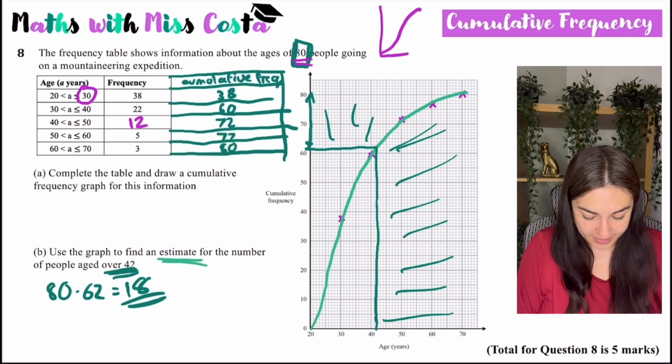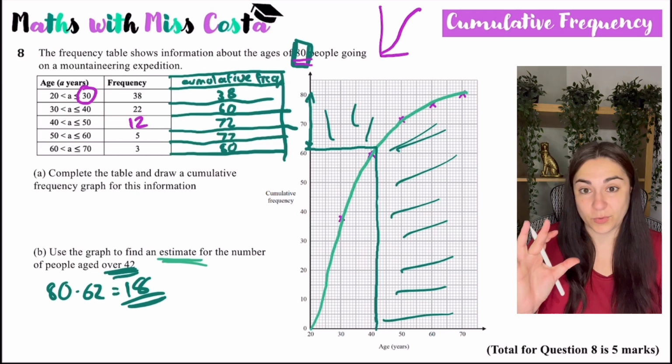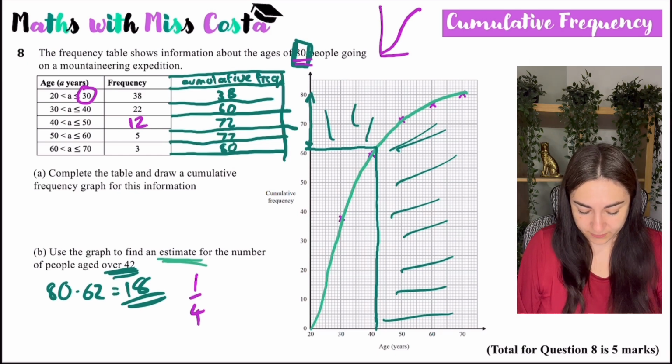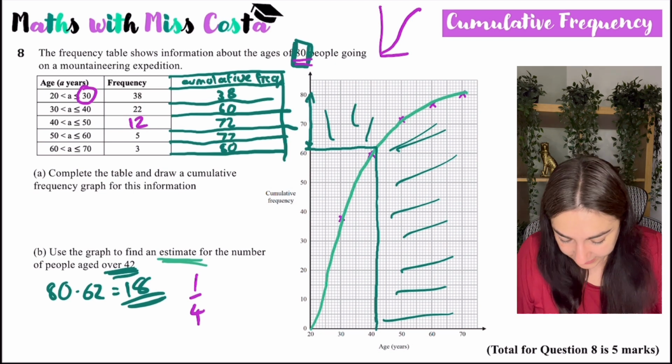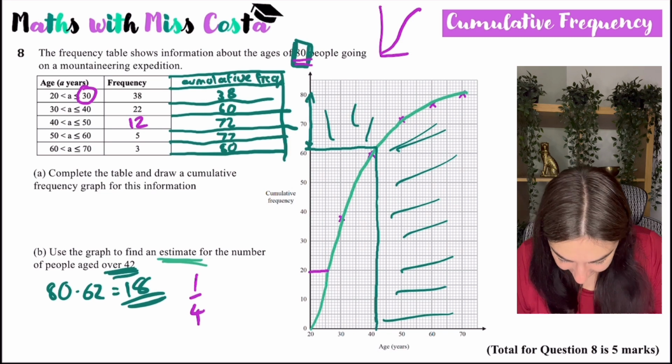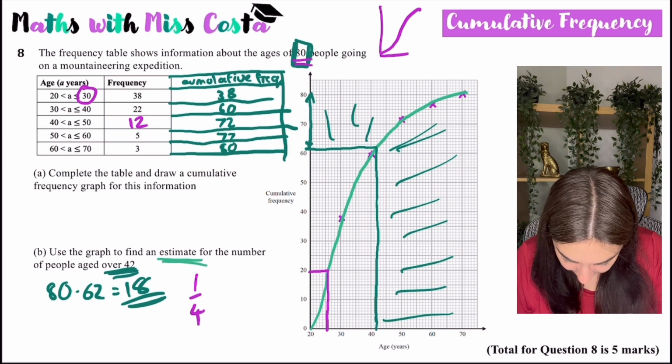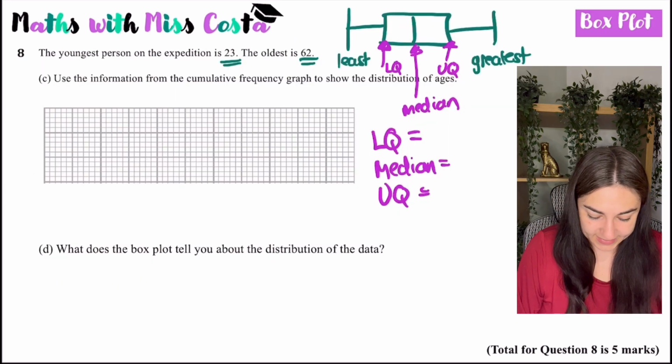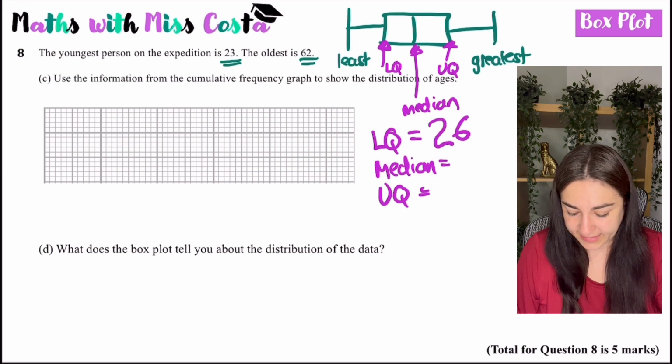So let's quickly go back. The lower quartile is going to be a quarter of your data. So a quarter of 80 is 20. So I go across 20 and down my graph to, that would be 26. So the lower quartile is 26.